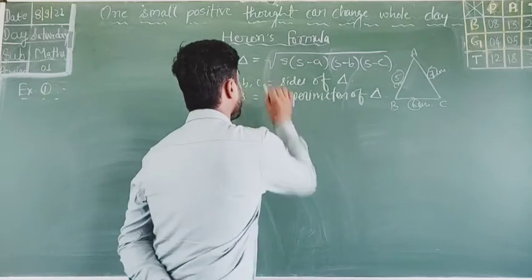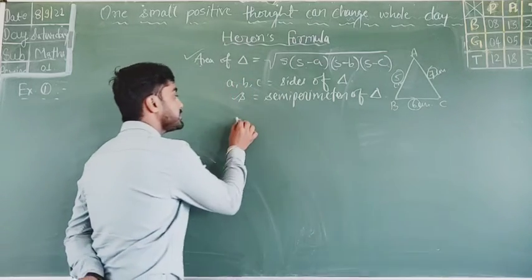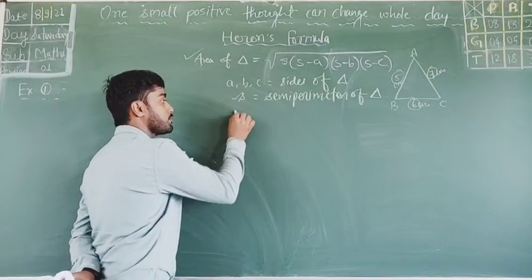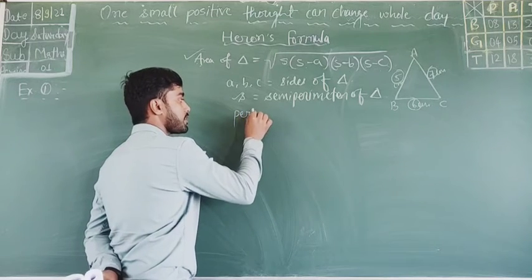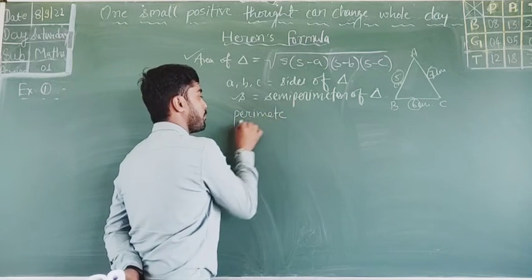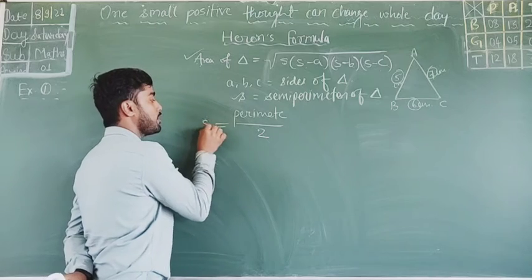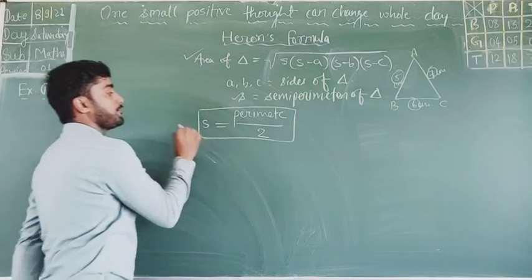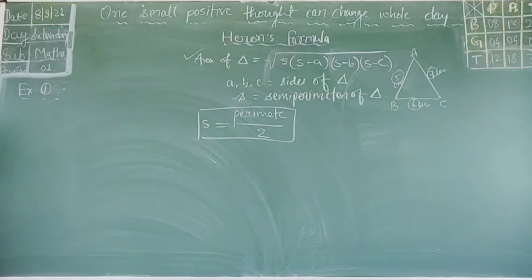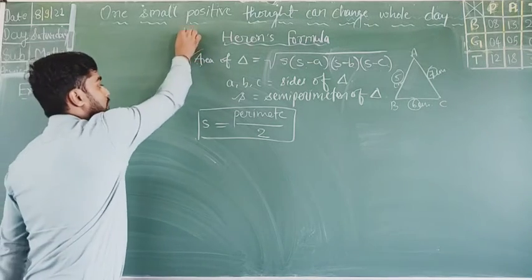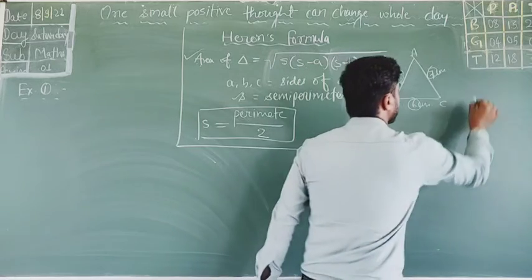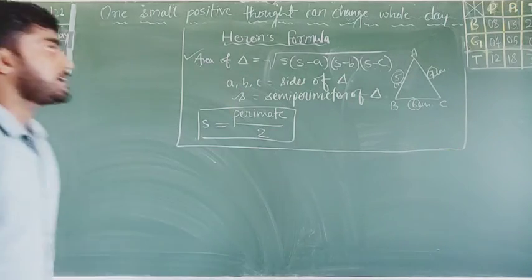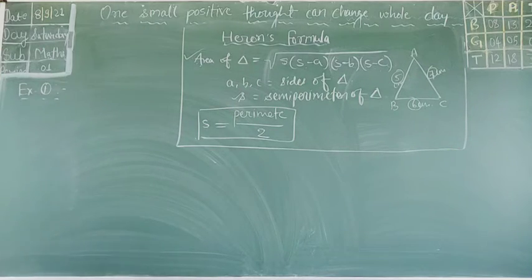Now what is semi-perimeter? Semi-perimeter is half of the perimeter. So you have to write perimeter upon 2, which is equal to S. If you divide the perimeter by 2, you will get the value of S. So these are the basic parts of that chapter. Now we have to use these things in our exercise and question part.